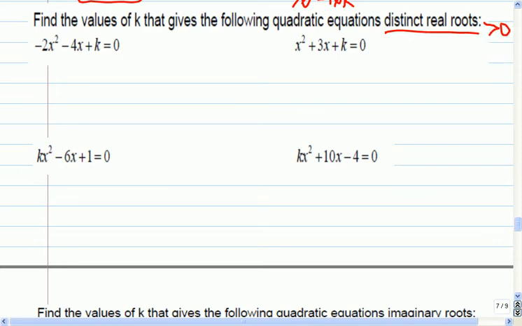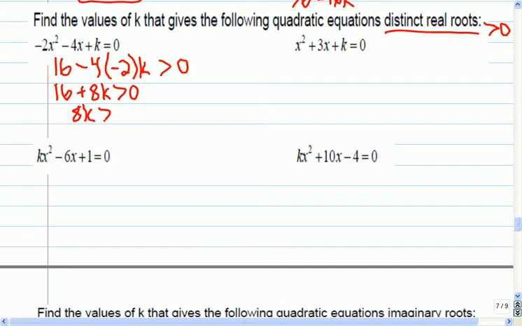So you do have some more freedom here. In this case, I could say 16 minus 4 times negative 2 k greater than 0. And that means I'll have 16 plus 8k has to be greater than 0. So if I solve this, that means k has to be greater than negative 2 in order for this to work. Okay, so your answers in this form are going to be an inequality. So anytime k is greater than negative 2, there are two distinct roots for this.